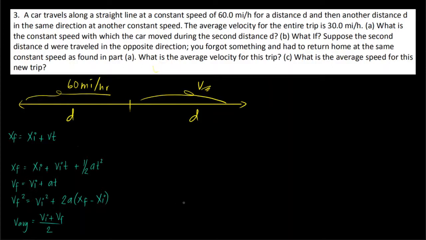So, a car travels along a straight line at a constant speed of 60 miles per hour for a distance d, and then another distance d, same direction, pero constant naman ang speed. So, v lang din sulat ko. Start ko na liwat. There you go. So, the average velocity for the entire trip is 30 miles per hour. What is the constant speed at which the car moved during the second distance d? So, v ang ginapangita dire.